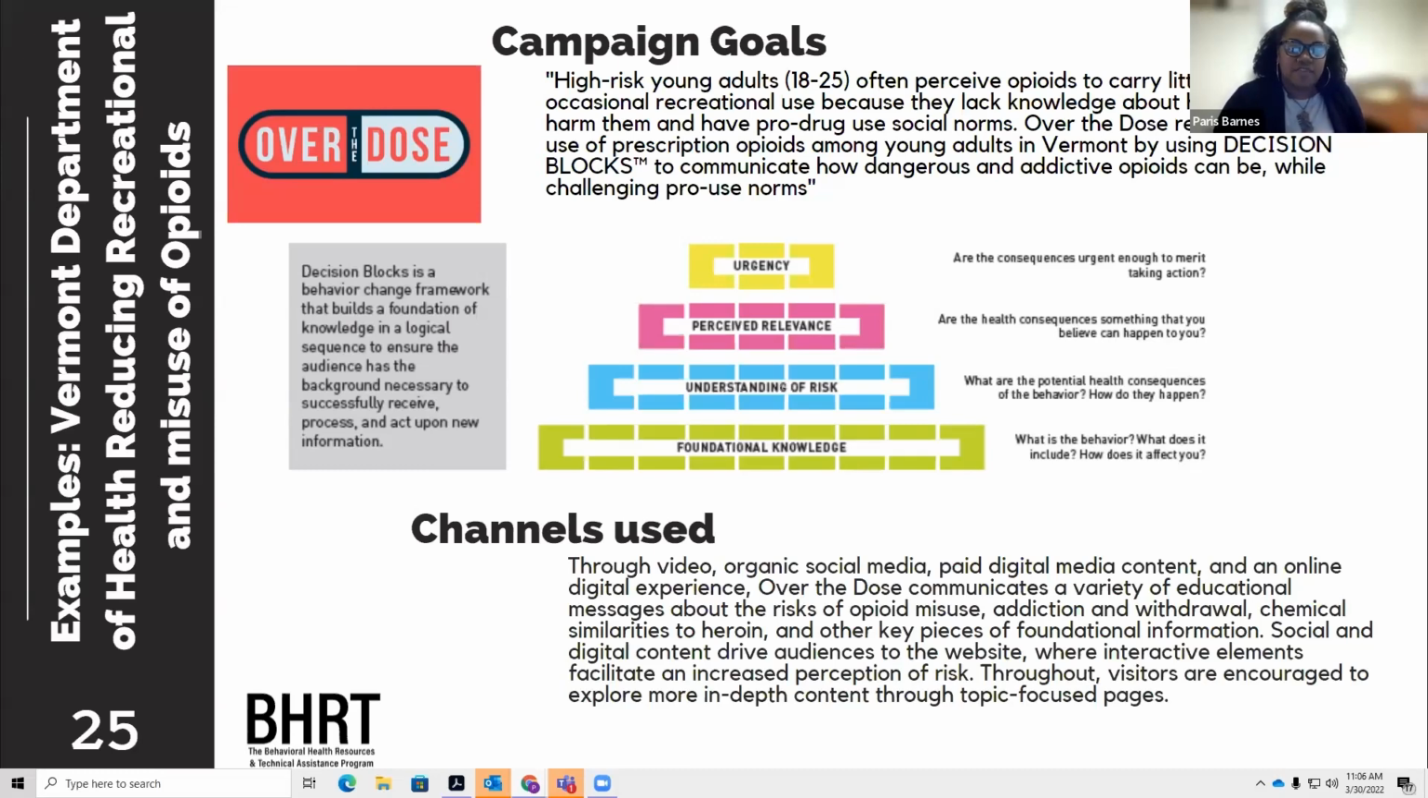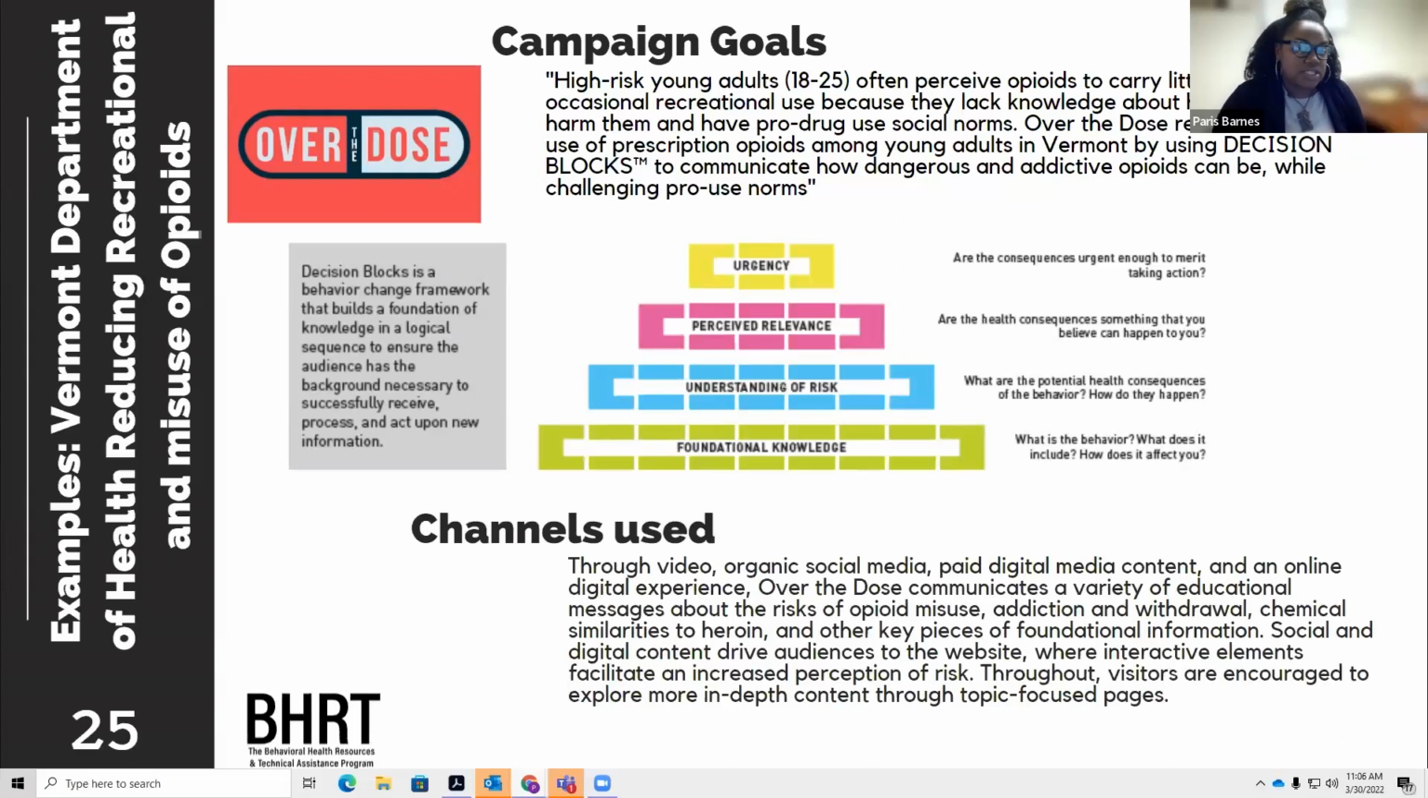So they came up with an understanding of a decision block framework. That's this colorful image that you see there. They determined that in order to assess their campaign goals, they have to understand the urgency, the perceived relevance, the understanding of risk, and the fundamental knowledge of the opioid itself.